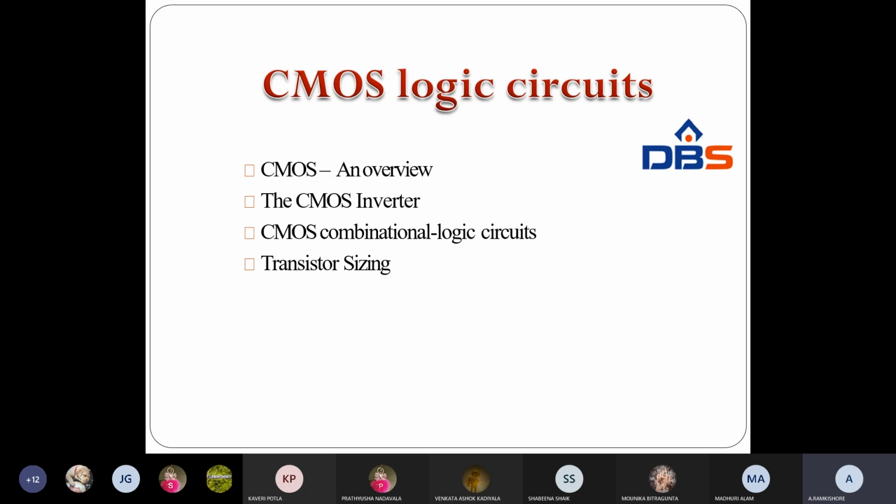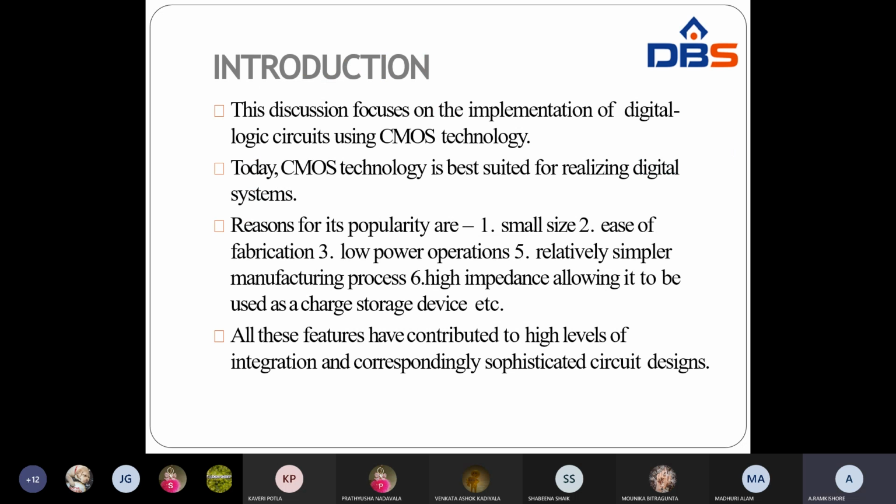Basically, we know that CMOS is a complementary metal oxide semiconductor. It focuses on the implementation of digital logic circuits. Whenever we implement a digital application in electronics, we mainly implement those logic circuits using CMOS technology, complementary metal oxide semiconductor technology.